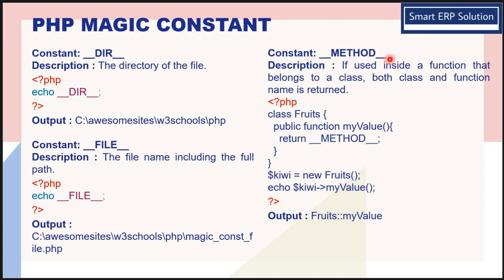Constant __METHOD__. Description: if used inside a function that belongs to a class, both class and function name are returned. That is, class name Fruits, public function myValue is the function name, then return __METHOD__. So $qe, we are creating an object of the class Fruits by using the new keyword, $qe equals new Fruits, then echo $qe myValue. The output will be Fruits::myValue, the class name and the function.